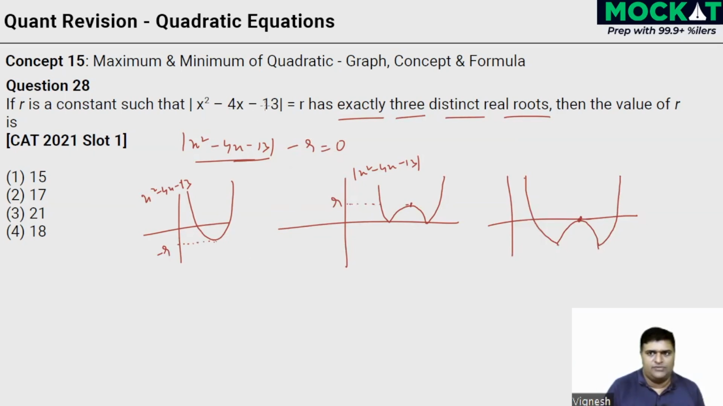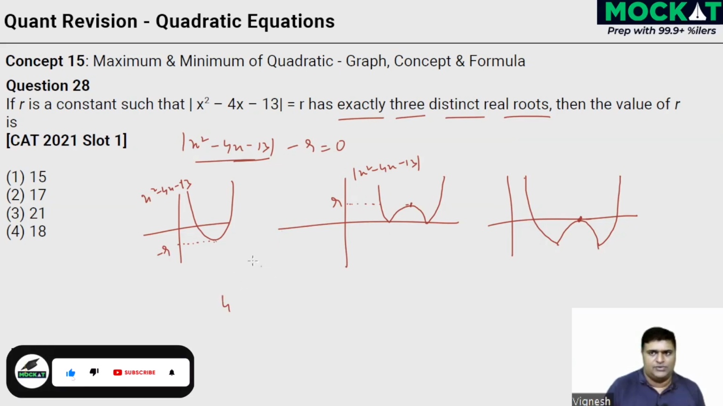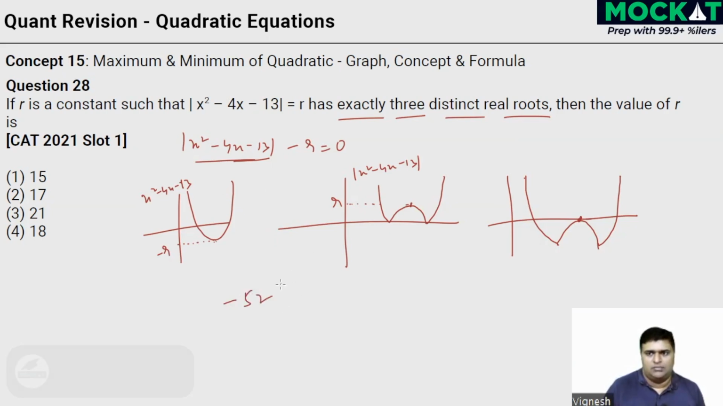What is going to be 4ac minus b square by 4a, right? 4 into a into c, which is coming to minus 52, minus b square, which is 16, divided by 4. Minus 52 minus 16 is minus 68. Minus 68 by 4 is coming to minus 17 over here. So if minus r over here is minus 17, r should be equal to 17. Option 2, we can mark it and keep going.